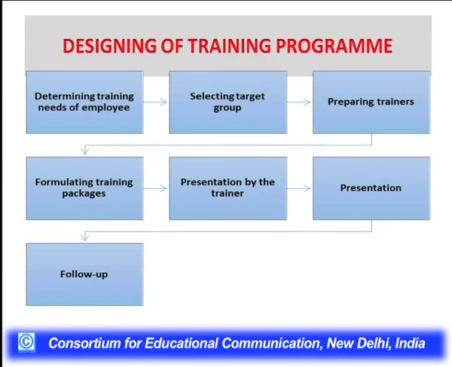of the training program. So let us now see the steps involved in designing a training program. The first would be determining the training needs of the employees. Number 2, selecting the target group. Number 3, preparing the trainers. Number 4, formulating the training packages. Number 5, presentation by the trainer. Number 6, the presentation. And the final step would be a follow-up. So I would be explaining all these 7 steps one by one.